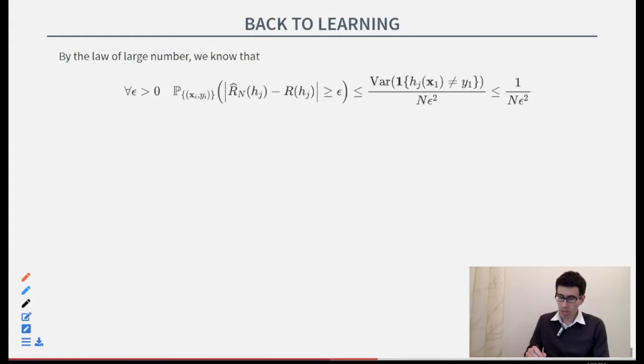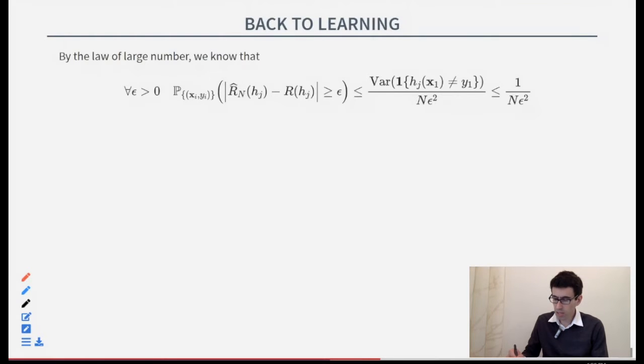And therefore, for any epsilon, the probability that the empirical risk exceeds the true risk in absolute value by more than epsilon is bounded by the variance of the random variables that matter divided by n epsilon squared. What are the random variables that matter? They are the Xi's in 1 over n sum from i equals 1 to n of the Xi, which in our case here is an indicator function. It's the indicator function of Hj(xi) not equal to yi.